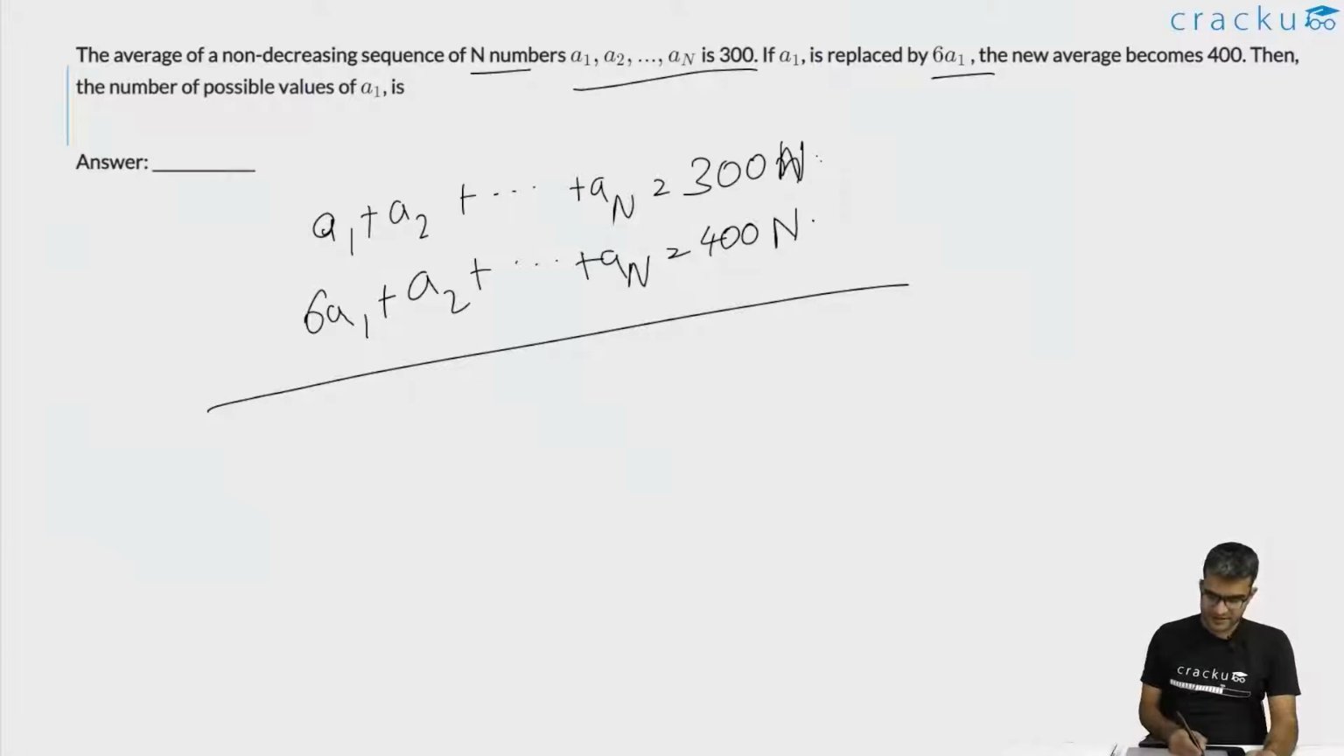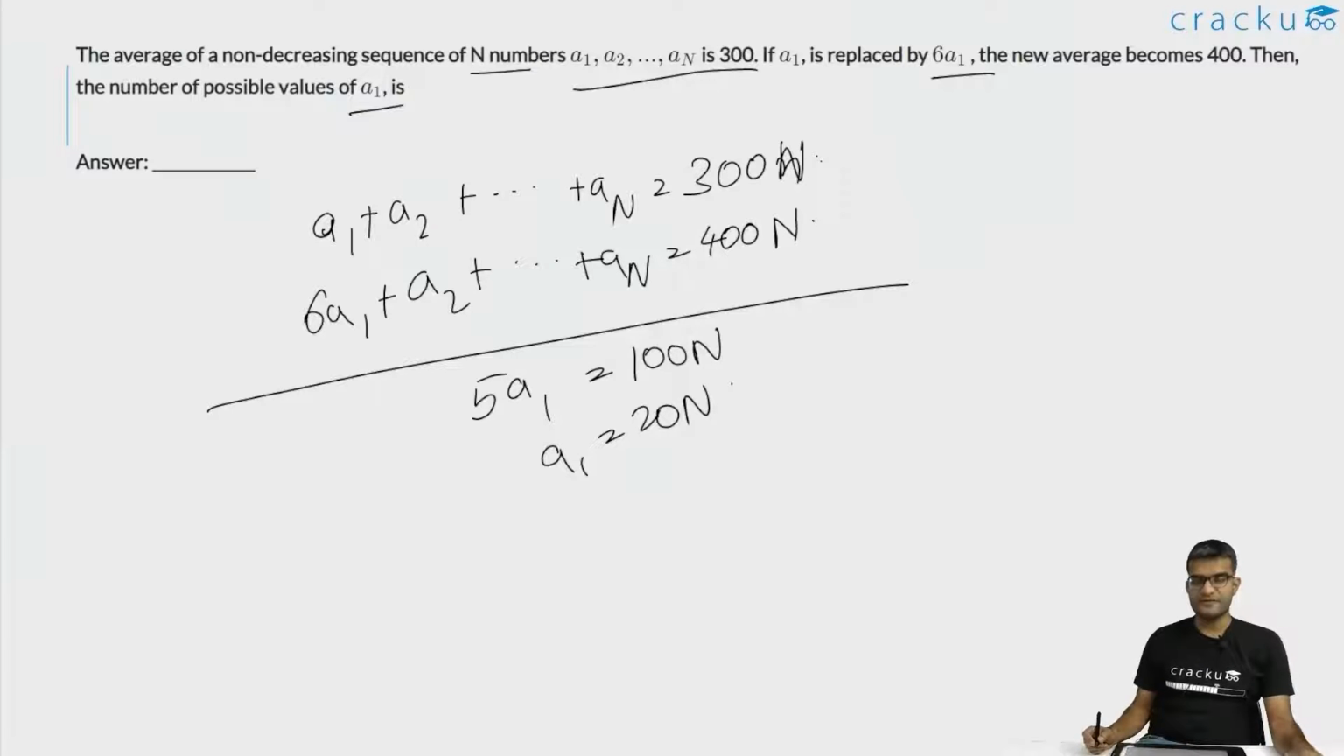We are required to calculate the number of possible values of a1. If you subtract the first equation from the second equation, we are going to get that 5a1 is equal to 100n, or the value of a1 is equal to 20n. And this sequence of n numbers is non-decreasing, so it is either increasing or constant. So we know that as the average is 300, a1 has to be definitely less than or equal to 300.